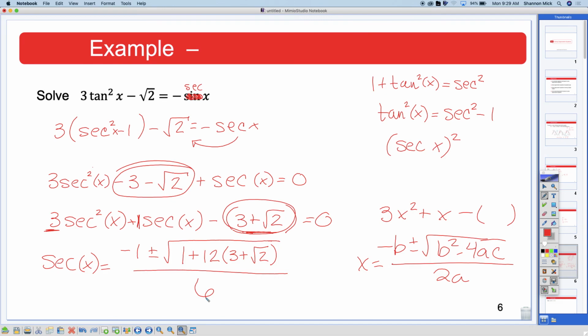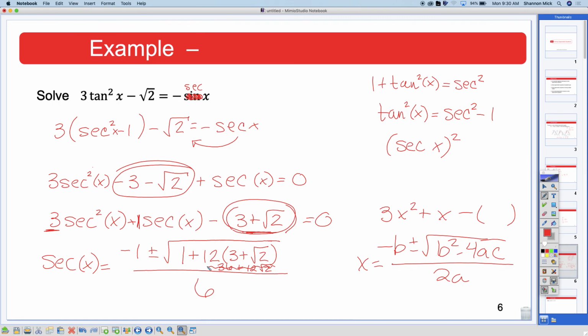Now, you could distribute this and have 36 plus 12 square root of 2. So then you could have 37 plus 12 square root of 2 if you wanted. Or could you leave the 1 and just divide 36 by 6? No, because it's in the square root, and this is a quantity, so you have to divide everything by 6. The easiest thing to do would be to pick up my calculator now and do the answer.